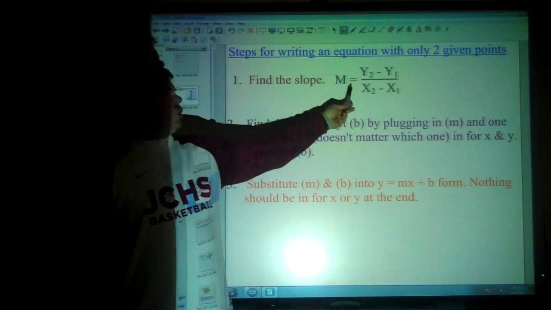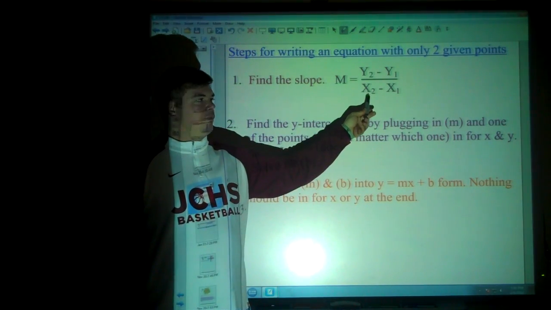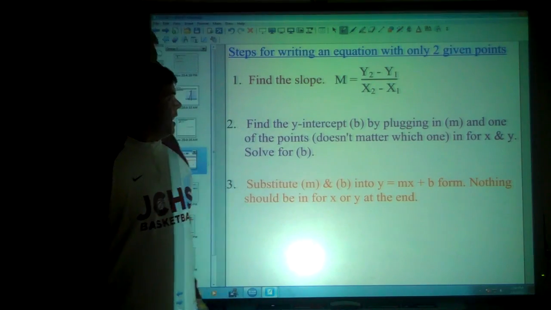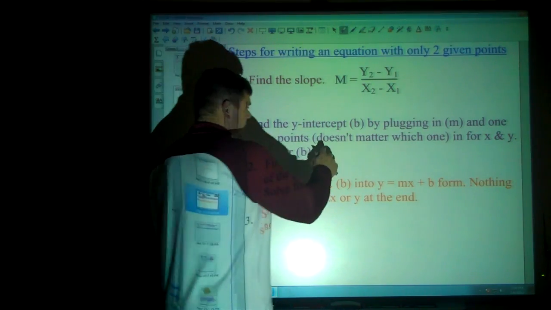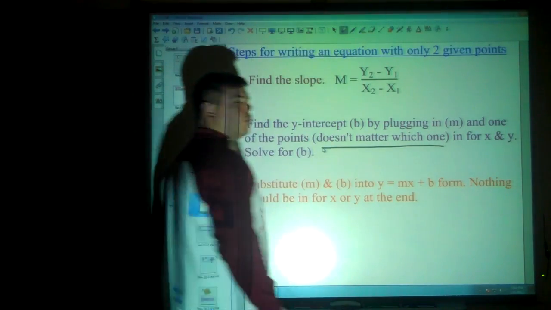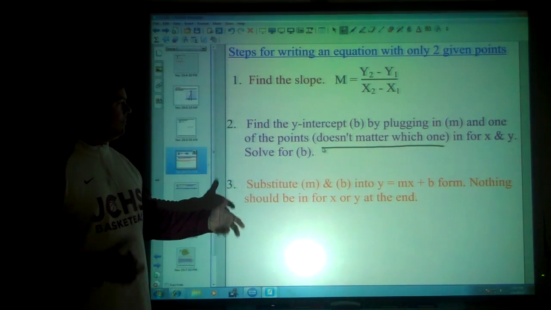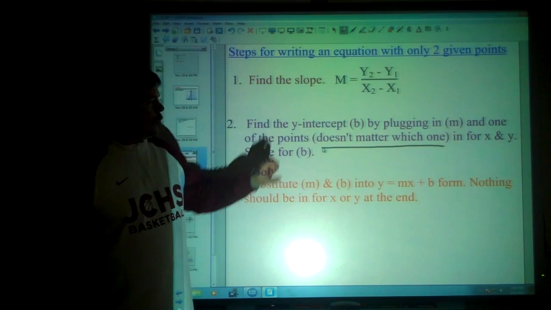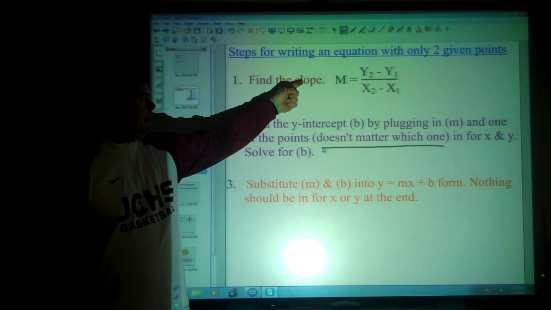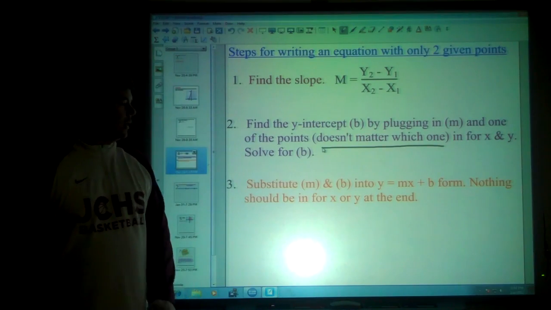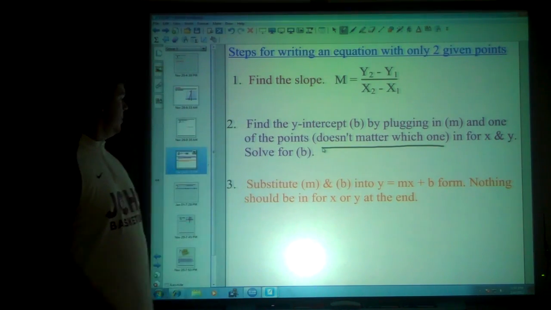First thing we want to do is find the slope from the two coordinates using the slope formula, probably the easiest way. Next we use that newfound slope and one of the coordinates. Again, it doesn't matter which one of the coordinates you choose, just pick one of them. Use the slope and one of those coordinates. That will allow you to solve for b. Once you have the b and the m, you can now write your equation y equals mx plus b. So it's really pretty easy.